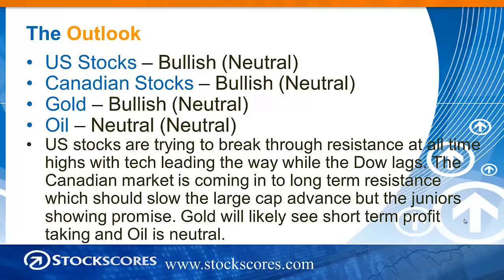U.S. stocks are trying to break through resistance at all-time highs with tech and basically the NASDAQ leading the way to new highs while the Dow lags. The Canadian market is coming into long-term resistance, which should slow the large cap advance, but the juniors in Canada are showing good promise. Gold will likely see short-term profit taking in the near term, but the longer-term outlook is good, and oil is neutral.